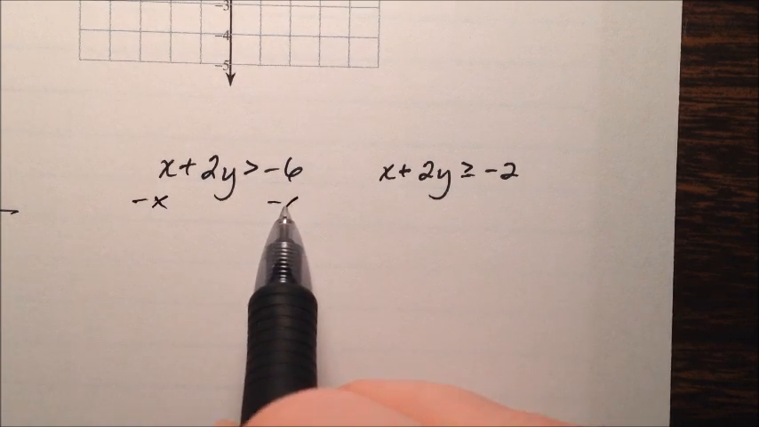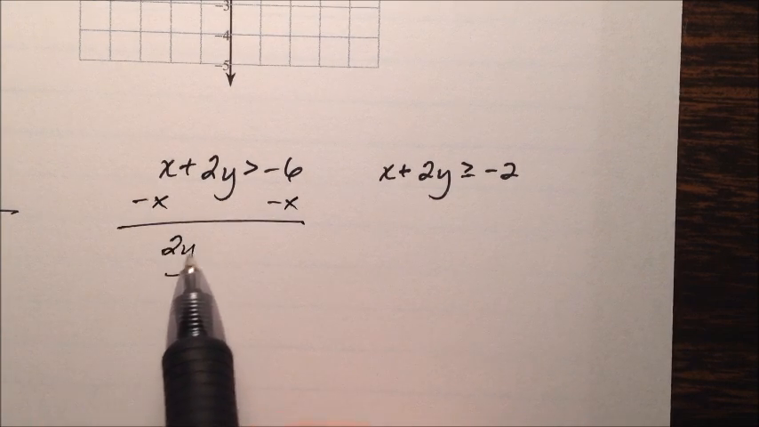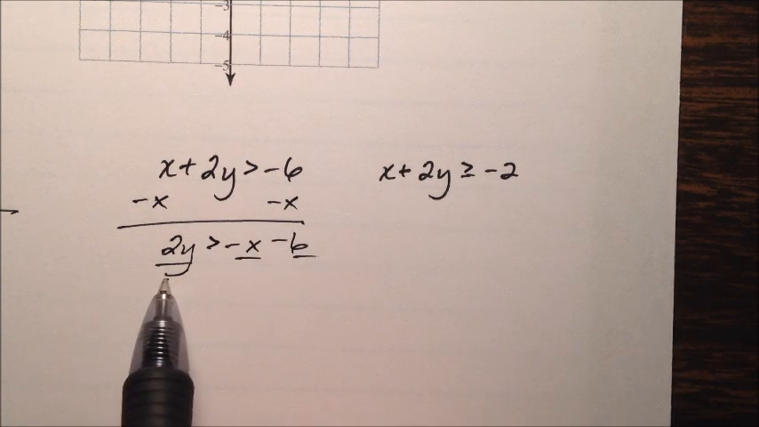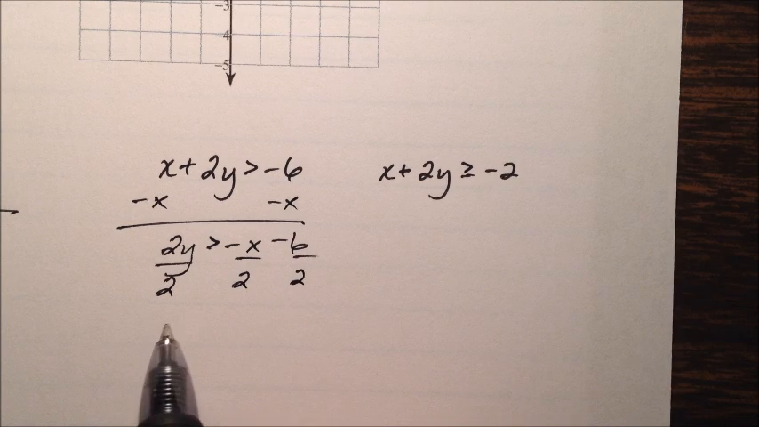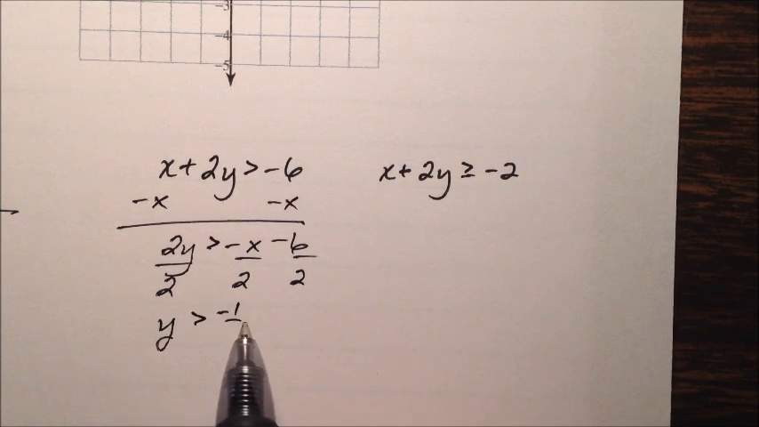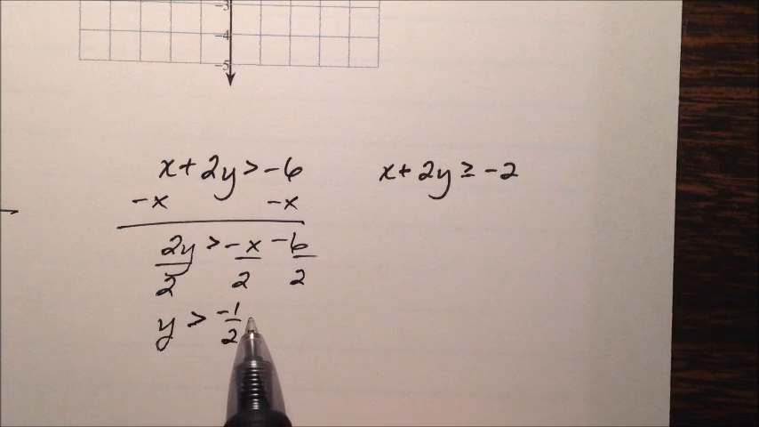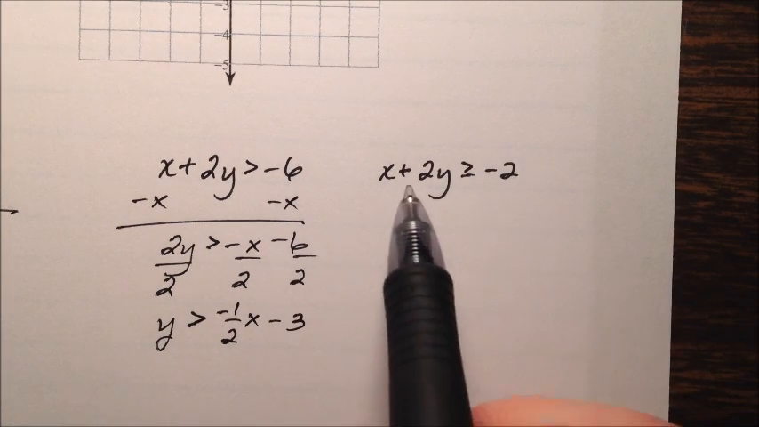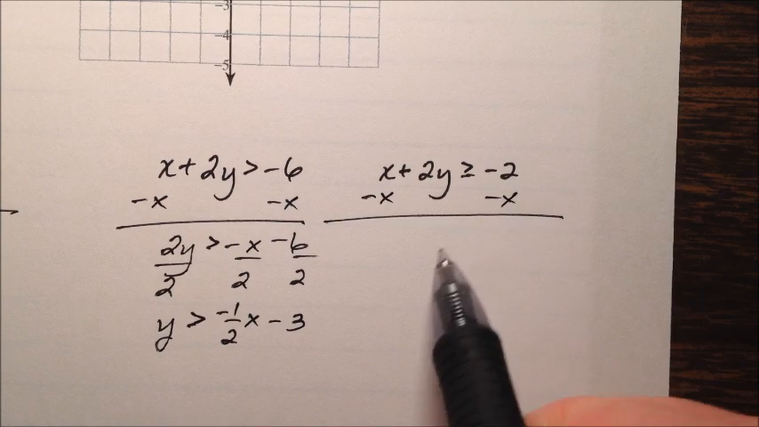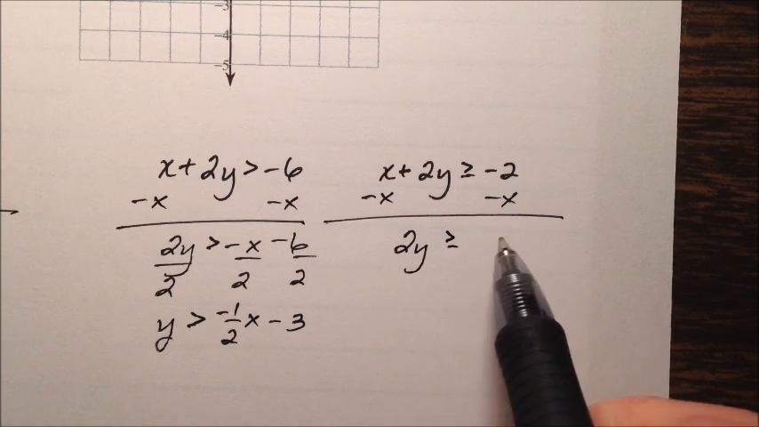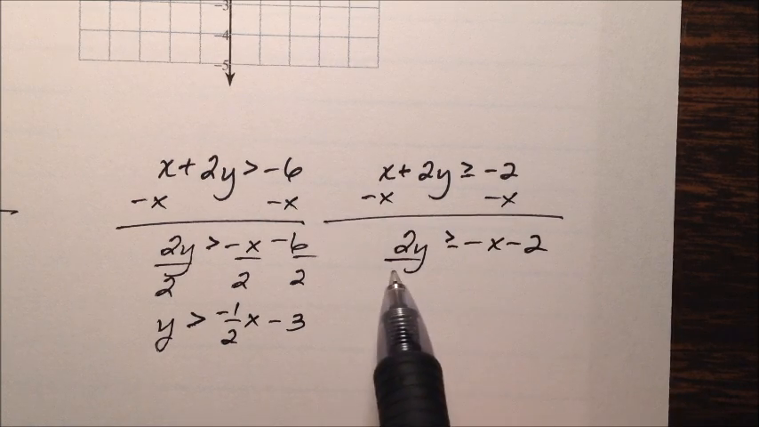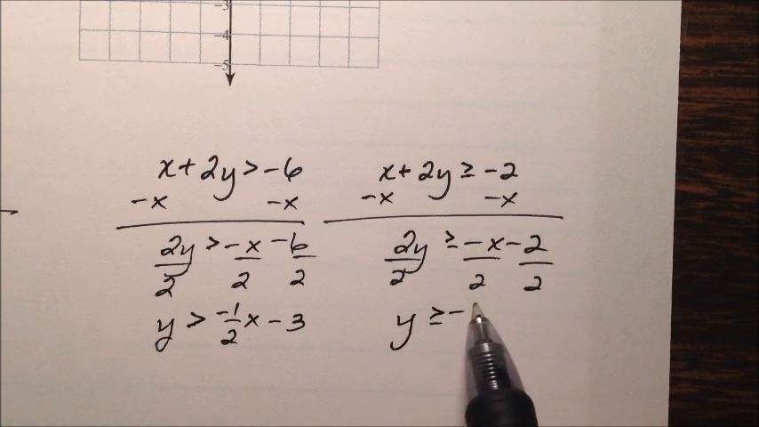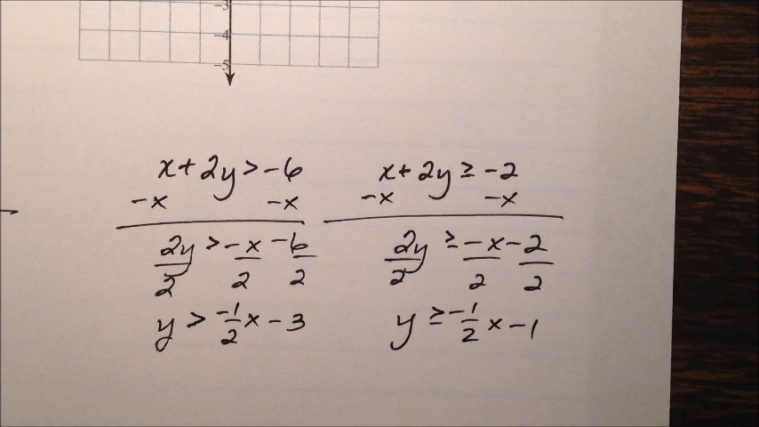So I need to subtract x from both sides, so I'll have 2y is greater than negative x minus 6, and then I'm going to divide everything by 2 to get the y by itself. So y will be greater than negative 1/2 x minus 3. Okay, while we're down here, let's go ahead and do this one as well. So we have 2y is greater than or equal to negative x minus 2. We'll divide everything by 2. So y is greater than or equal to negative 1/2 x minus 1.